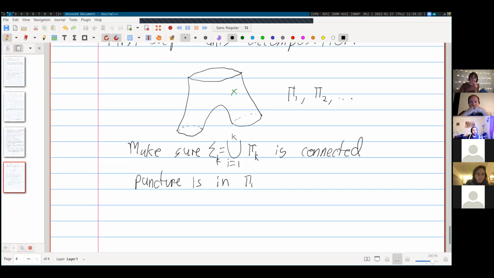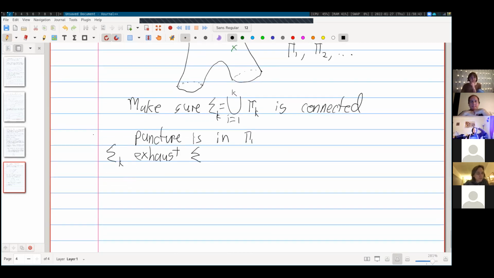Okay, so now we have a sequence of finite type surfaces called sigma k that exhaust sigma, right? So sigma k exhaust sigma. Okay, so now our good triangulation is going to have the property that if we cut it off at regular intervals, it restricts to a triangulation of sigma k. Okay, and the way we're going to do this is we're going to build our triangulation inside of the pair of pants.